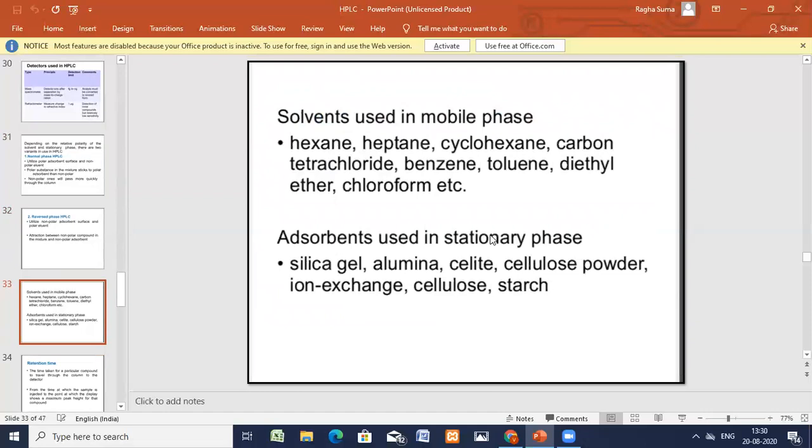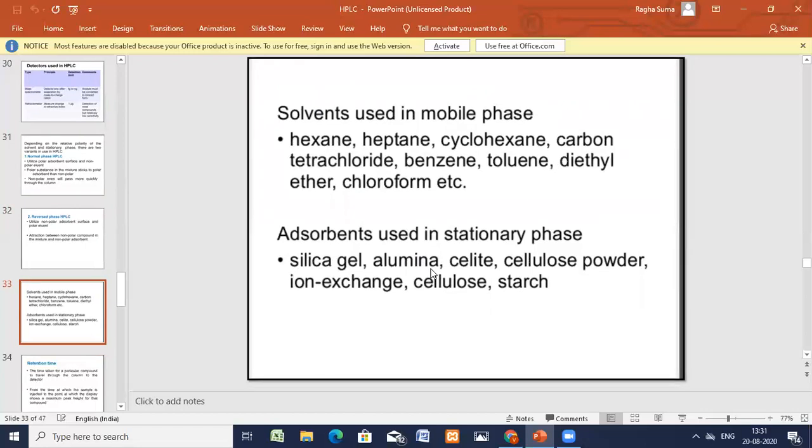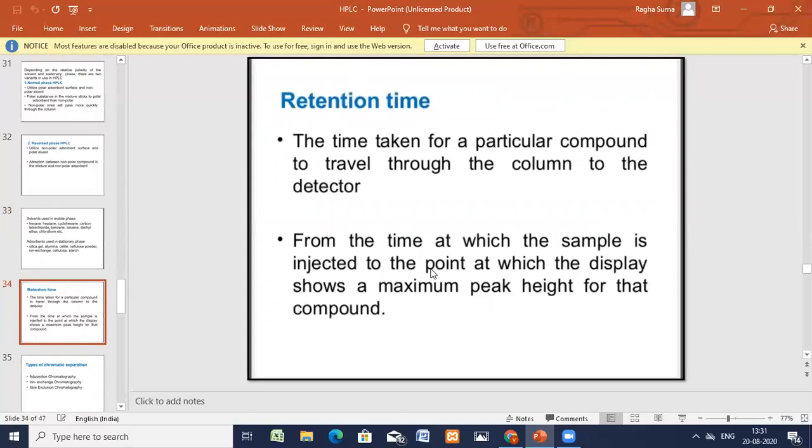The solvents used in the mobile phase, which I have already explained, are hexane, heptane, cyclohexane, CCl4, benzene, toluene, diethyl ether, chloroform, etc. The adsorbents which we are using in the stationary phase are silica gel, alumina, celite, cellulose powder, ion exchange cellulose, and starch.